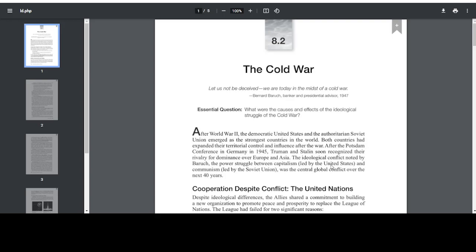After World War II, the democratic United States and the authoritarian Soviet Union emerged as the strongest countries in the world. Both countries had expanded their territorial control and influence after the war. After the Potsdam Conference in Germany in 1945, Truman and Stalin soon recognized their rivalry for dominance over Europe and Asia. The ideological conflict noted by Baruch, the power struggle between capitalism, led by the United States, and communism, led by the Soviet Union, was the central global conflict over the next 40 years.